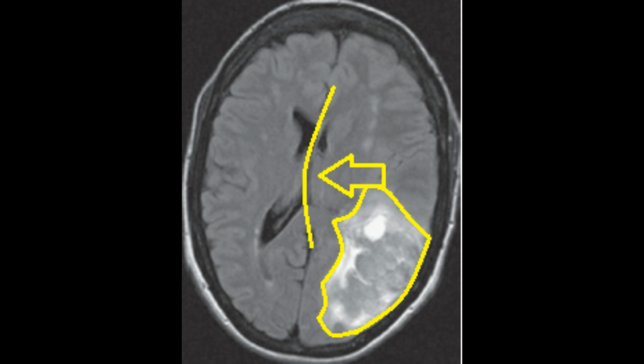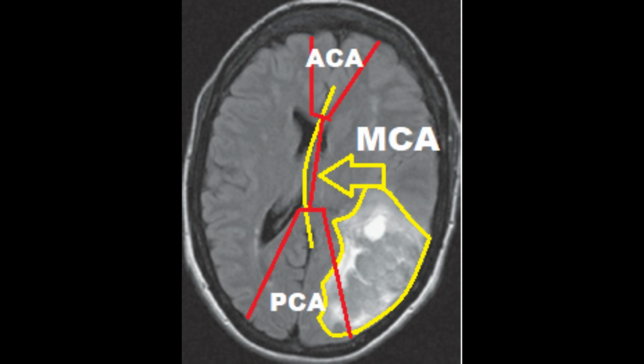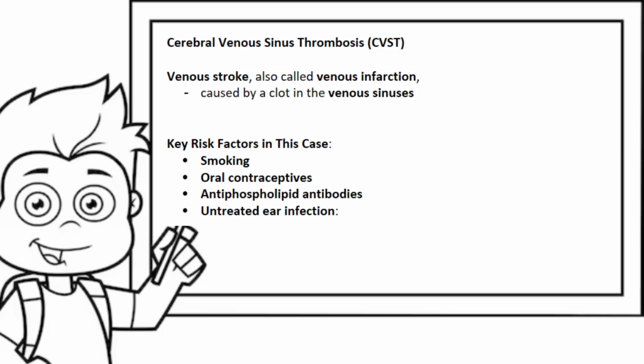But here's the twist. This bleeding doesn't fit neatly into any one arterial territory. It's messy. It spreads across borders, affecting both the middle cerebral artery territory and the posterior cerebral artery territory. Now that's your first clue that this isn't your classic artery blockage. This patient has a venous stroke, also called a venous infarction, which is caused by a clot in the venous system. In this case, the left transverse sinus.